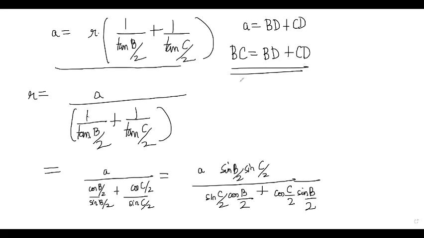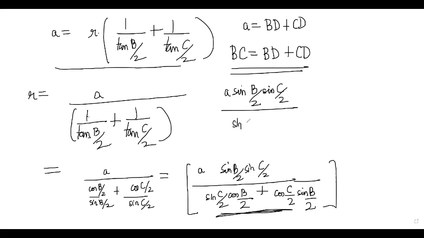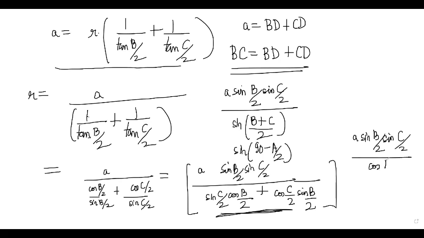Okay. Some of you have understood that this part here will become A sine B by 2 sine C by 2 divided by sine of (B plus C) by 2. And (B plus C) by 2 is 90 minus A by 2, right? Sine of 90 minus A by 2 is cos A by 2. So we have gotten this version right now by cos A by 2. There is no pattern. You don't have to memorize it. What I'm saying is understand what we did.